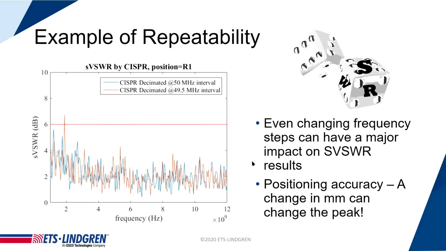So this is the example to show that frequency undersampling. This is actually true VSWR measured in a chamber based on CISPR 16-1-4. And you see 2 lines on the chart. The only difference between those two is that one has a frequency step of 49.5 megahertz, and the other has a frequency step of 50 megahertz. And you can see the difference: one is a passing test, and they're exactly the same chamber and same exact test setup.